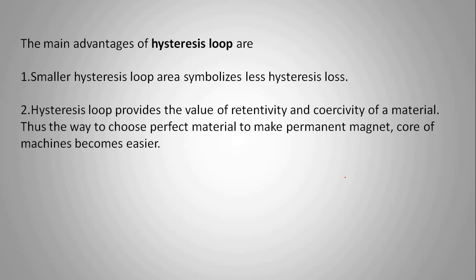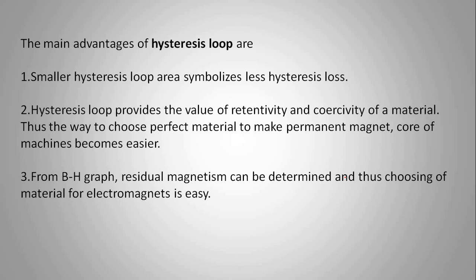So the hysteresis loop provides the value of retentivity and the value of coercivity. These two are important to choose a perfect material to make a permanent magnet, or the core of machines like a generator, a motor or a transformer. So from the BH curve, the residual magnetism can be determined, and thus choosing a magnetic material for electromagnetism is easy. So these are the advantages of the hysteresis loop.